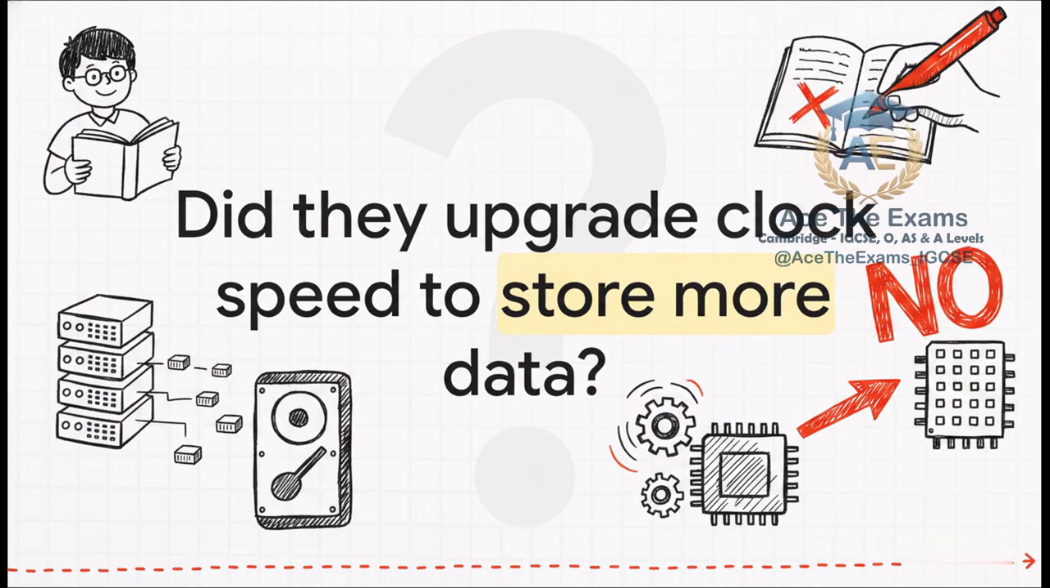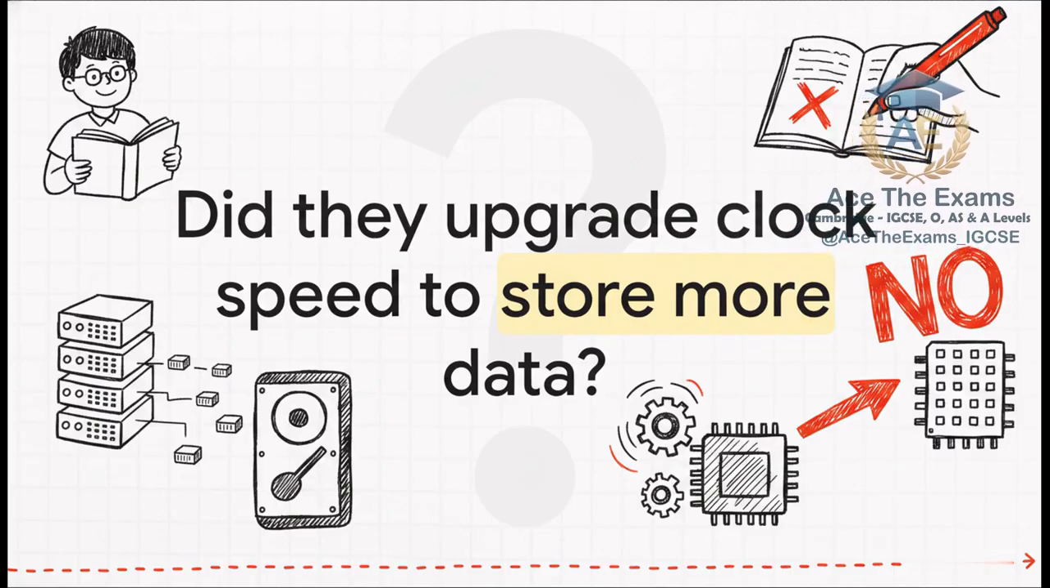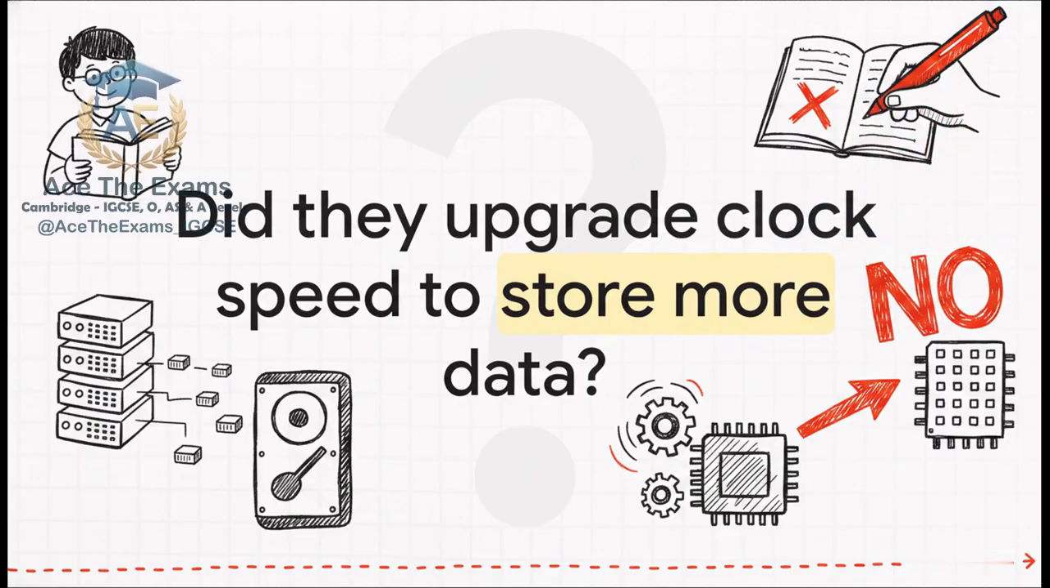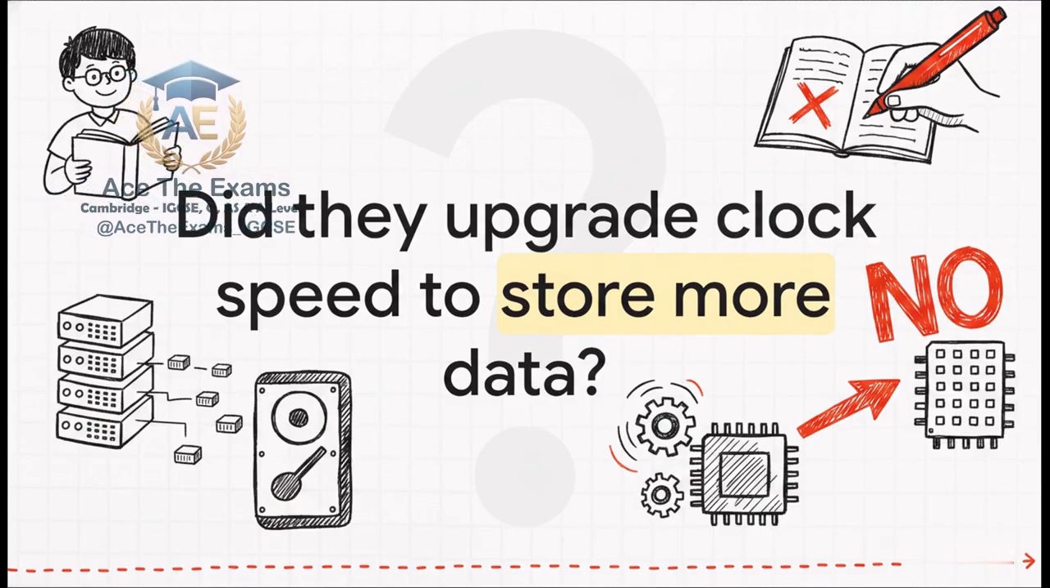All right, let's put you to the test. I want you to pause and predict for a second. Listen to this student's answer and pinpoint exactly why the examiner is reaching for their red pen. The scenario is a school network, right? And the student wrote, the school network upgraded its processor clock speed to store more student data.